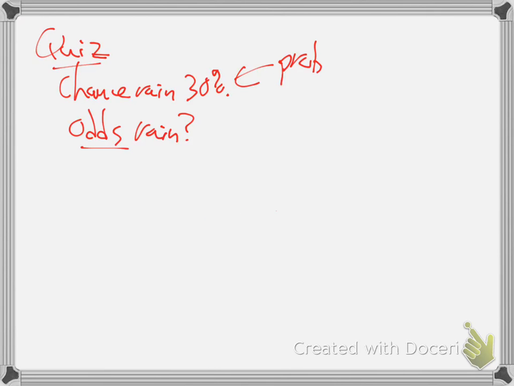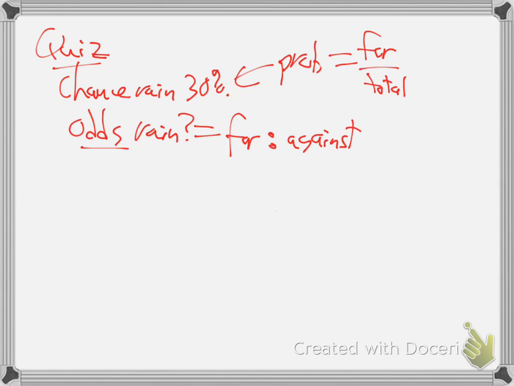So remember, probability is for over total, where odds is for colon against. Or you can put the word "to" in the middle, or whatever. So the two numbers for a probability are for and total, and for odds are for and against. That's the only difference between probability and odds.